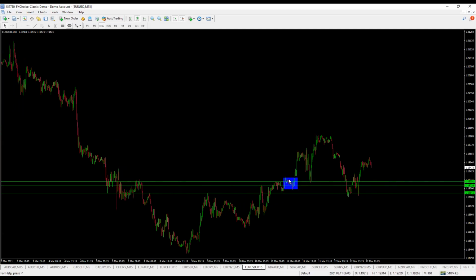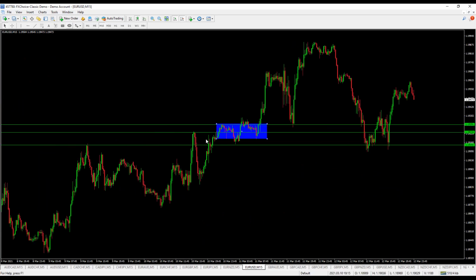So what you're doing is looking for where price was actually, I could even go here. Let me show you this. Price went here, came back down, right up here, and it's bouncing within this area, all within this area here. What happens? Price breaks out.